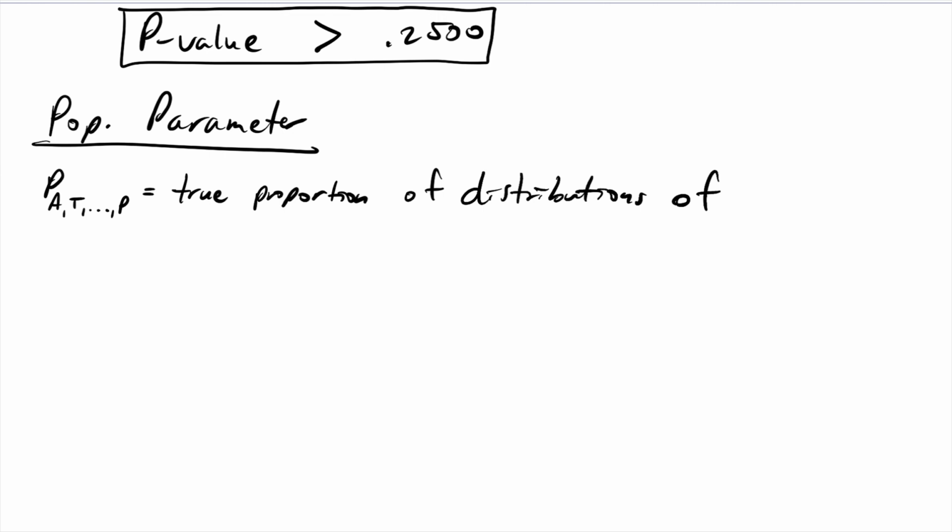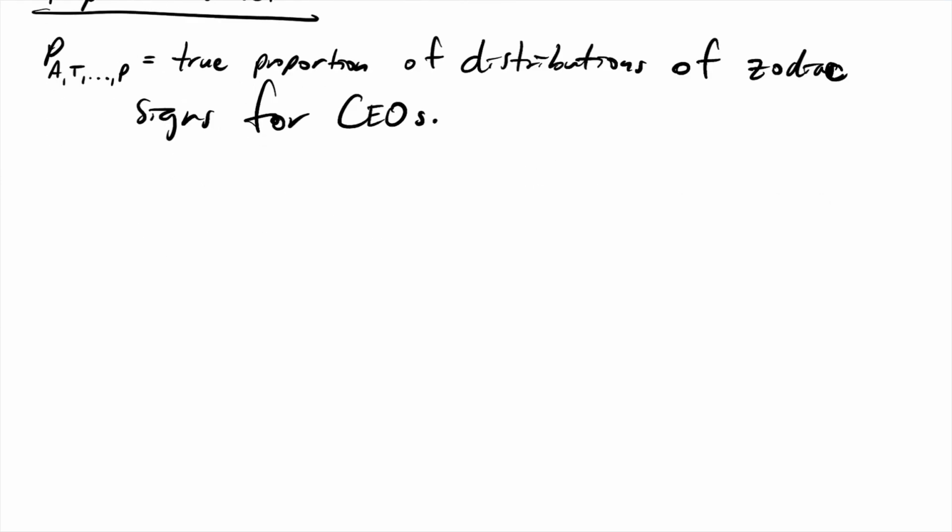It's not about the month. What's the question asking? Their sign, right? Distribution of zodiac signs for CEOs. Right? In practical terms, it is the month. It is the time of the year that counts, right? But that's not the question. The question is referring to the zodiac sign. So we want to make sure we include that.